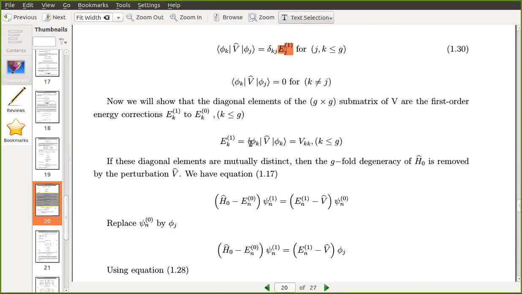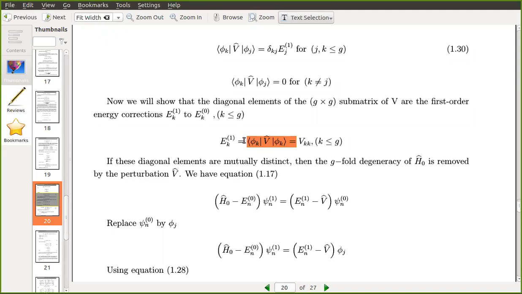Ek of 1 equals phi k V phi k. So those are the diagonal elements. So this is the diagonalization completed. That is known as VKK. Instead of writing in terms of matrices, this kind of equation will help. We have already diagonalized, so this is diagonal. These are diagonal elements of V in the new basis phi k, which are the linear combinations of the degenerate eigenstates uk.